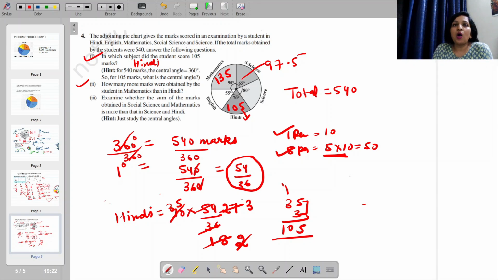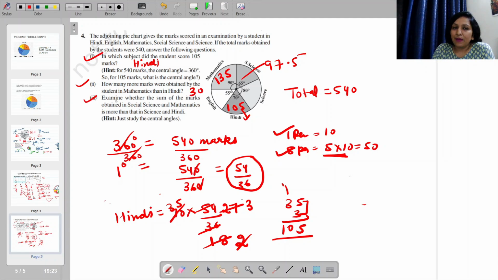So if I say how many more marks you have scored, you are not going to add 20 and 10. We'll take the difference. So we need to find the difference of maths and Hindi. What is the difference? 105 and 135. The difference is of 30 marks. Answer is 30.